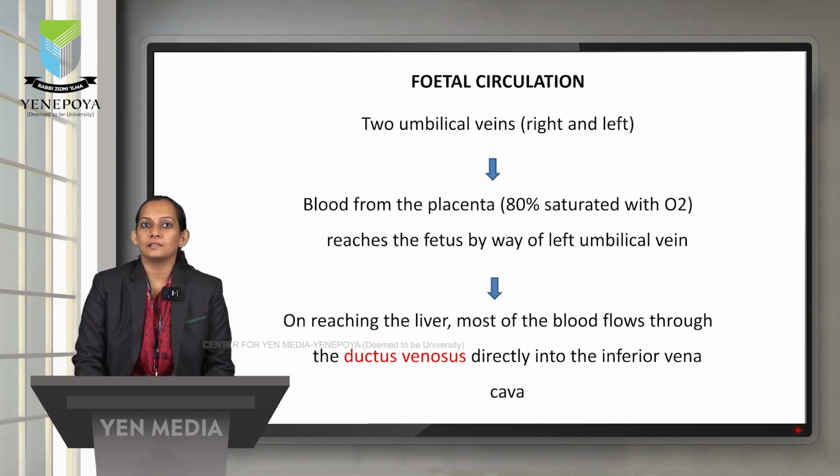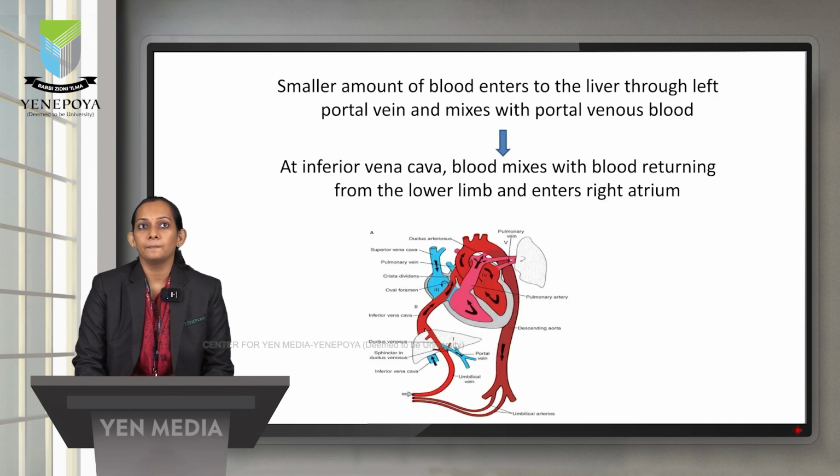Blood from the placenta, which is 80% saturated with oxygen, reaches the fetus by way of the left umbilical vein. On reaching the liver, most of the blood flows through the ductus venosus directly into the inferior vena cava. A smaller amount of blood enters the liver through the left portal vein and mixes with the portal venous blood. At the inferior vena cava, the blood also mixes with the blood returning from the lower limb and enters the right atrium. You can see in the image.